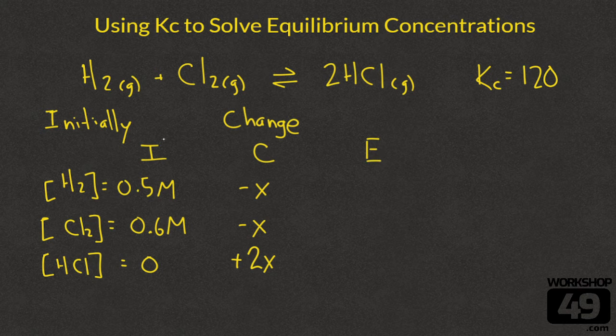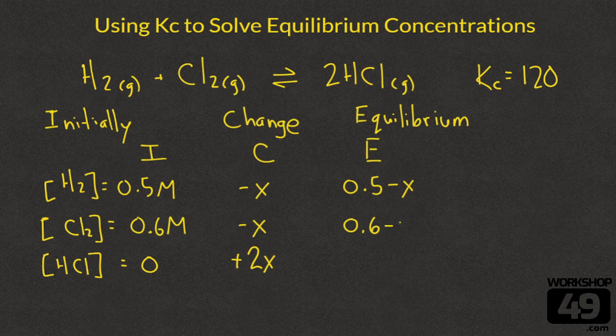E, this is called an ICE table, that's how you remember it, is our equilibrium. And that is to say, what will our concentration be at equilibrium? If our initial was 0.5 and it's going to lose X, our equilibrium should be 0.5 minus X. And for chlorine, 0.6 minus X, and for our HCl, it's 0 plus 2X. You don't need to write that 0, so it just becomes 2X. And these are going to be our equilibrium concentrations.